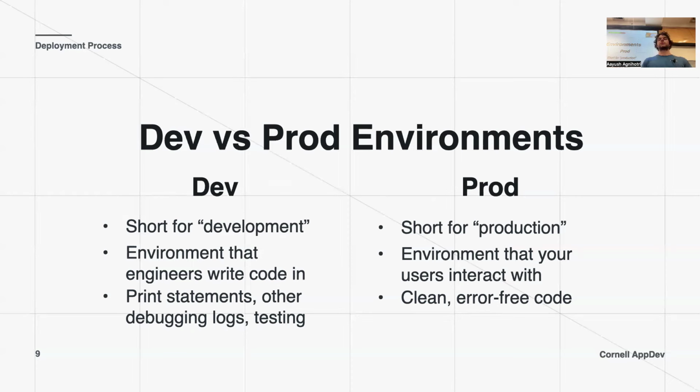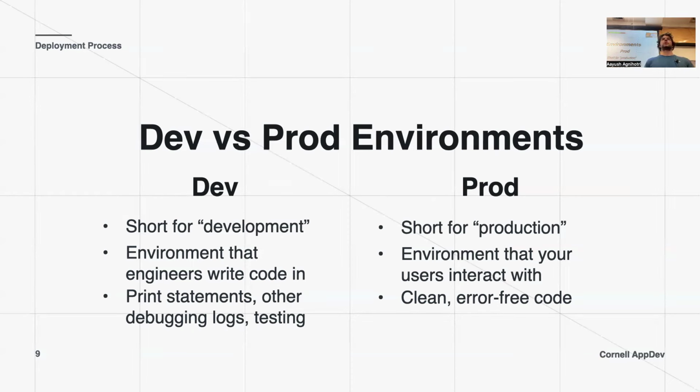And so then this is where the production environment comes in, which is the prod environment. This is the environment where your actual users interact with your code, right? So if you're building an app and you're trying to make money off of it, the environment that you want the users to interact with should be really nice, error-free code and clean. And so you're not going to have any of these print statements in your production environment.